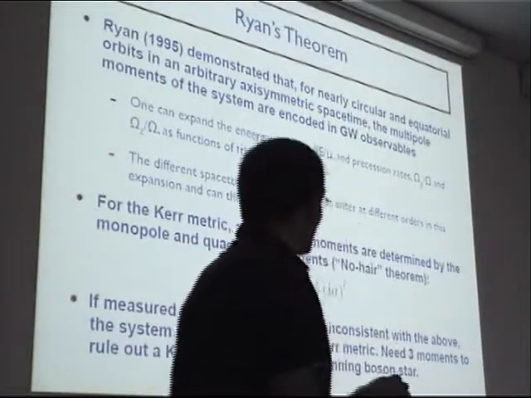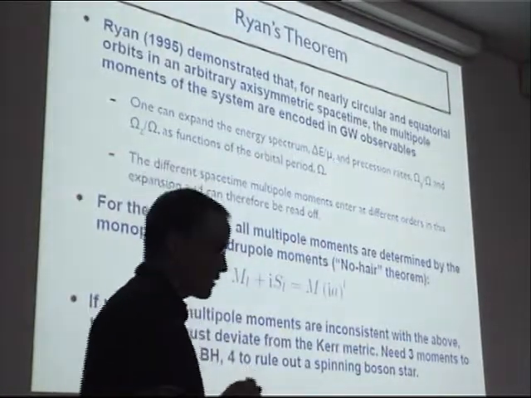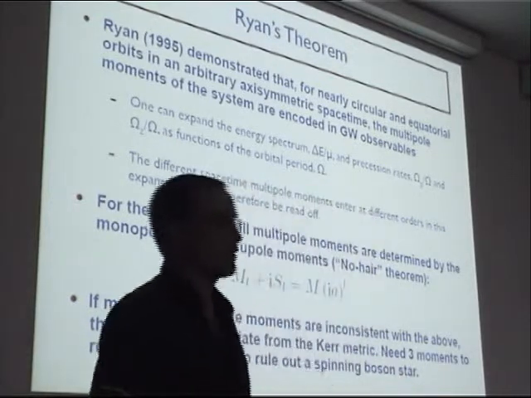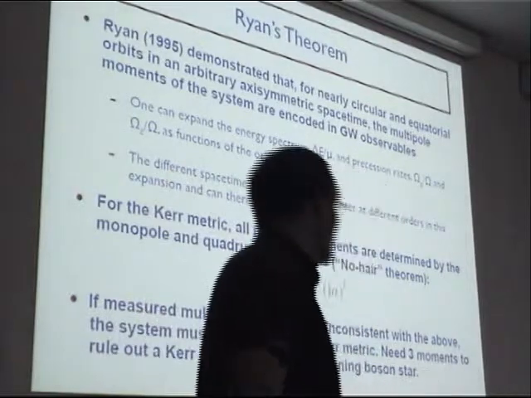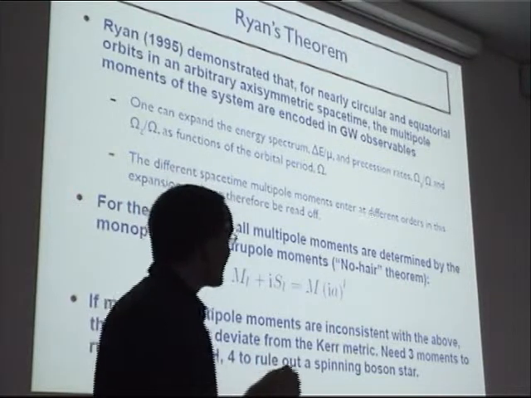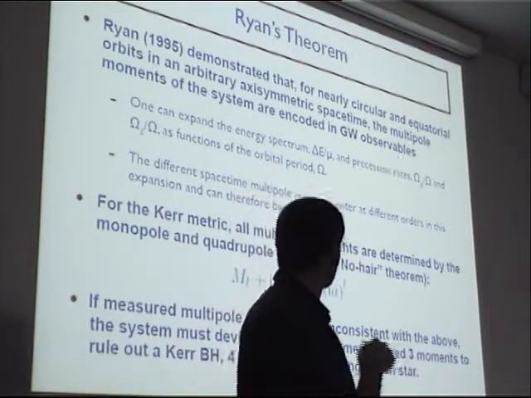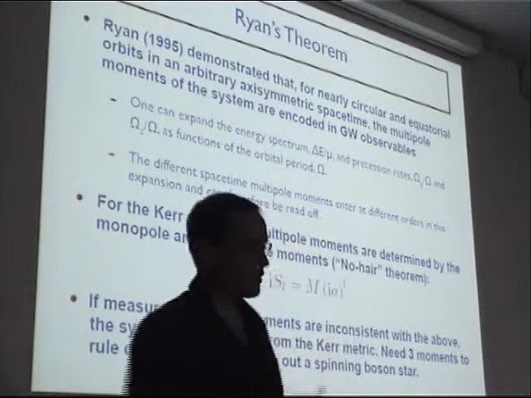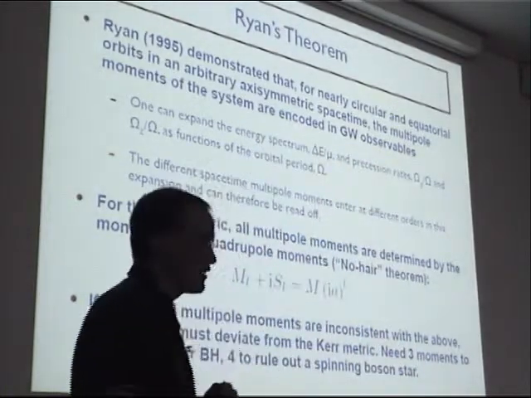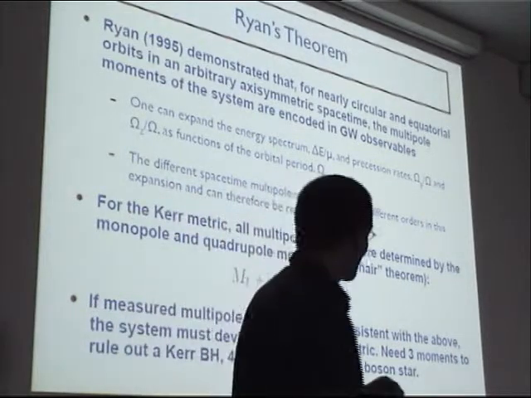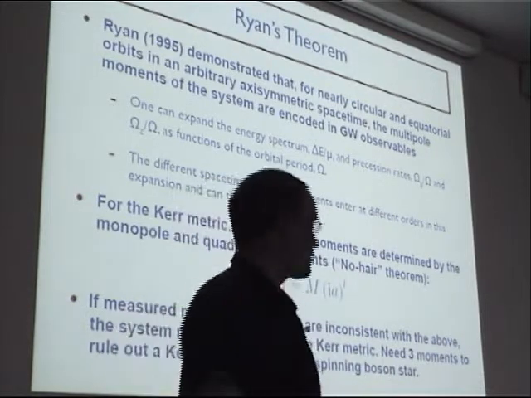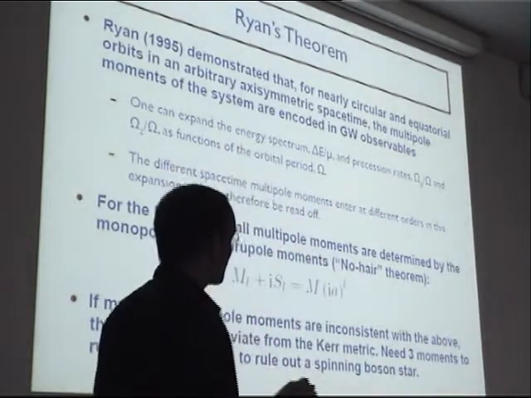Ryan demonstrated that these things could be written as functions of the orbital period, and that if you wrote down your arbitrary metric for a spacetime with any multipole moments, and evaluated these expressions for the precession rates and the spectrum as functions of the orbital period, the different multipole moments of the spacetime enter at different orders. And so, in principle, if you observe omega_p as a function of omega, you can read off the different multipole moments.